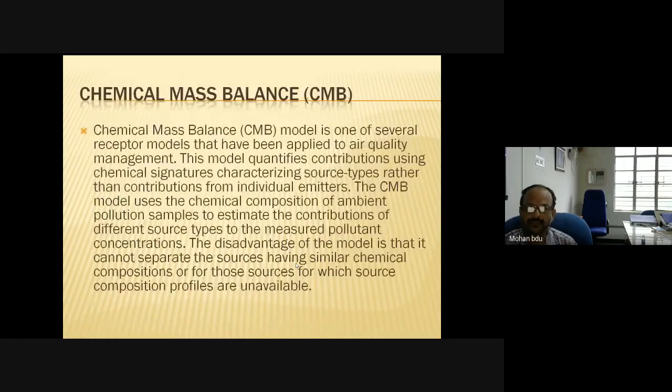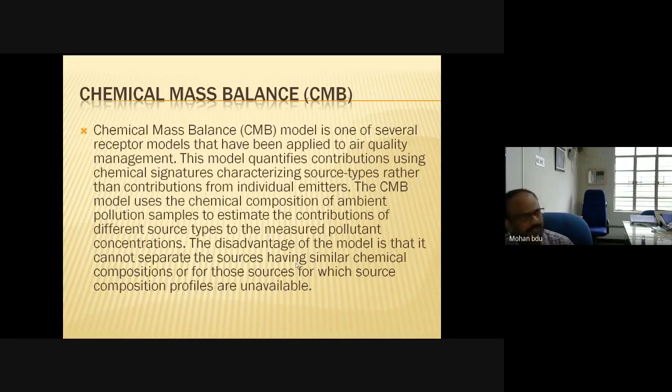So here, the chemical mass balance is one of the commonly used receptor models. This model quantifies the contribution using the chemical signatures characterizing the source types, rather than the contribution from individual emitters. The CMB model uses the chemical composition of the ambient pollution samples to estimate the contribution of different source types to measured pollutant concentrations. That is, you get a set of values in a location, the concentrations of pollutants, and we try to match them with the source profiles which are already available, and then finally come to a conclusion that this could be from these sources.